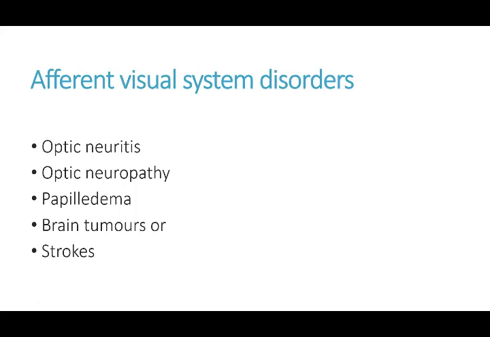Now, afferent visual pathway disorders. Disorders means anything in these three neural pathways: if there is any disease, trauma, or inflammation to these, that will cause afferent visual system disorders. The first one is optic neuritis, inflammation of the optic nerve, then optic neuropathy, papilledema or swelling of the optic disc, brain tumors, and strokes. So that's the vascular element.